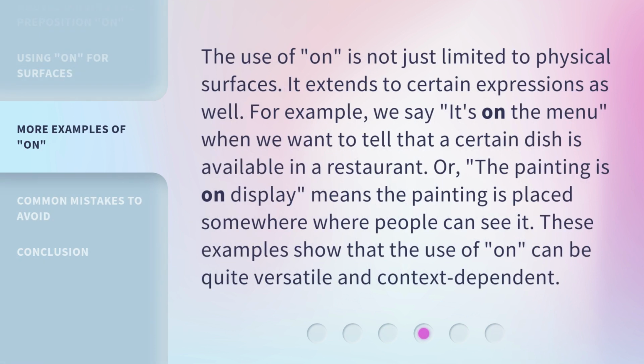The use of on is not just limited to physical surfaces. It extends to certain expressions as well. For example, we say, it's on the menu, when we want to tell that a certain dish is available in a restaurant. Or, the painting is on display, means the painting is placed somewhere where people can see it. These examples show that the use of on can be quite versatile and context-dependent.